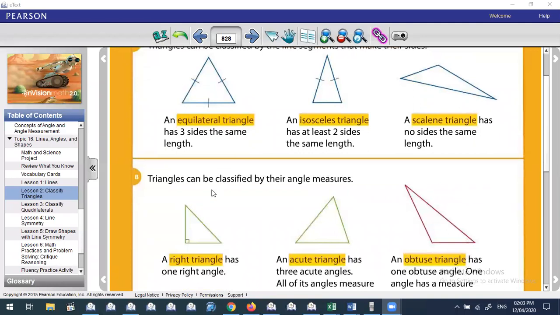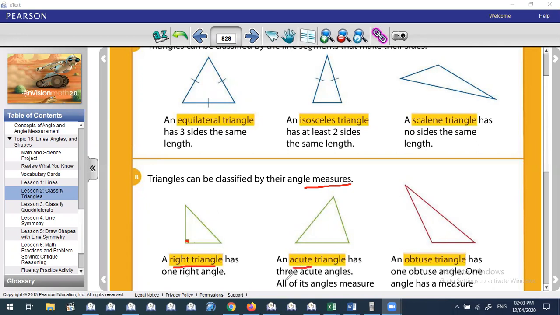Triangles can be classified by their angles. A right triangle has one right angle. Right angle, a square corner like that. Right triangle. Then the acute triangle.